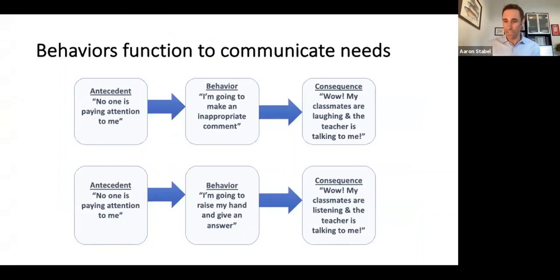But we have other kids in the exact same classroom environment who have learned to try to plug into the content being delivered, raise their hand, participate, and the result is the same. They're getting attention. And so both kids are getting their needs met, but the problem here is that one student has learned to do it in an inappropriate way, and another student has learned to do it in a more adaptive and classroom appropriate manner.